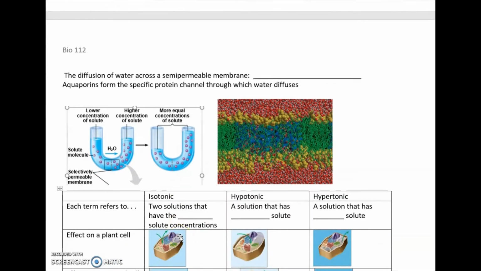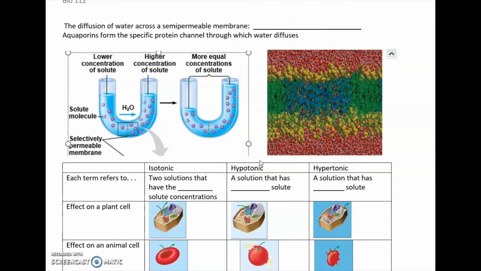So water can diffuse across a semipermeable membrane. And this has a special name. It's osmosis. Diffusion of water across a semipermeable membrane has its own name. It's osmosis.